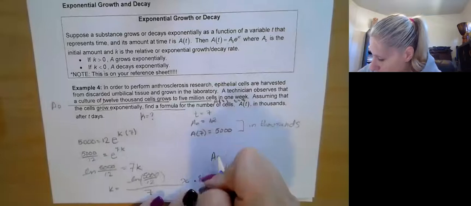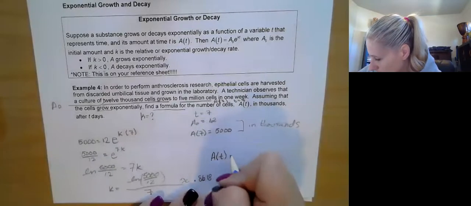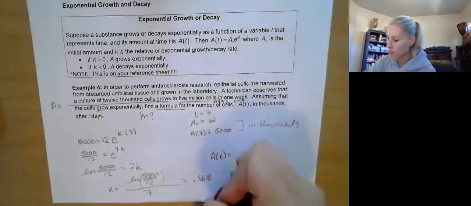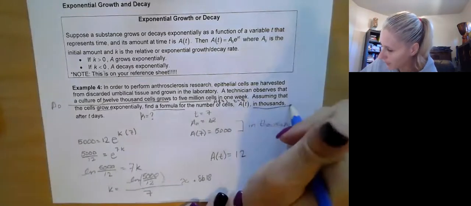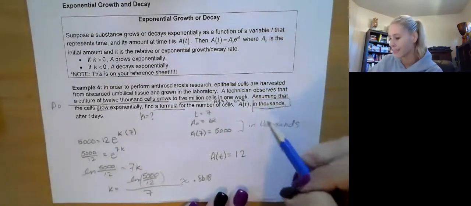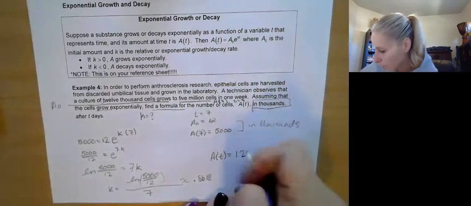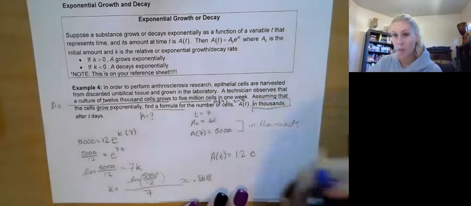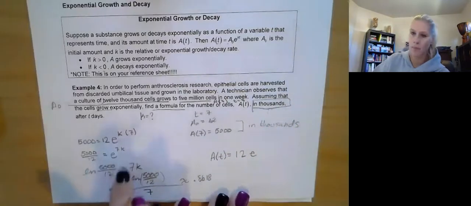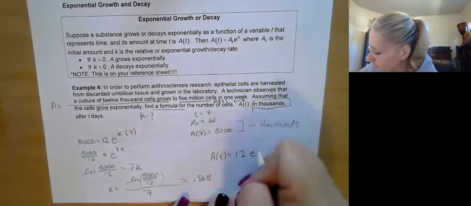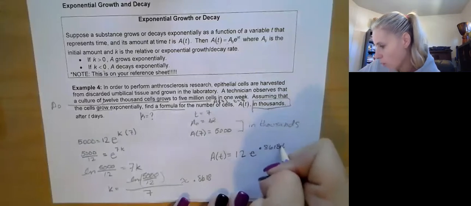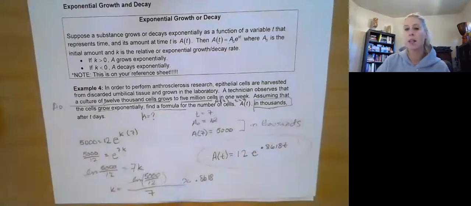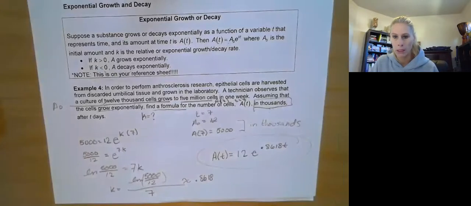Okay, now remember, the ultimate goal was A of T. So that means our actual formula, see, we started with 12 because it's in thousands, and I didn't put 12,000 down because it wants it in thousands, so I'm going to put 12, e, and then we don't know the time. We use the time, the week, to allow us to know that K was 0.8618. And now we can use a formula to figure out any situation of the population over a certain amount of time.